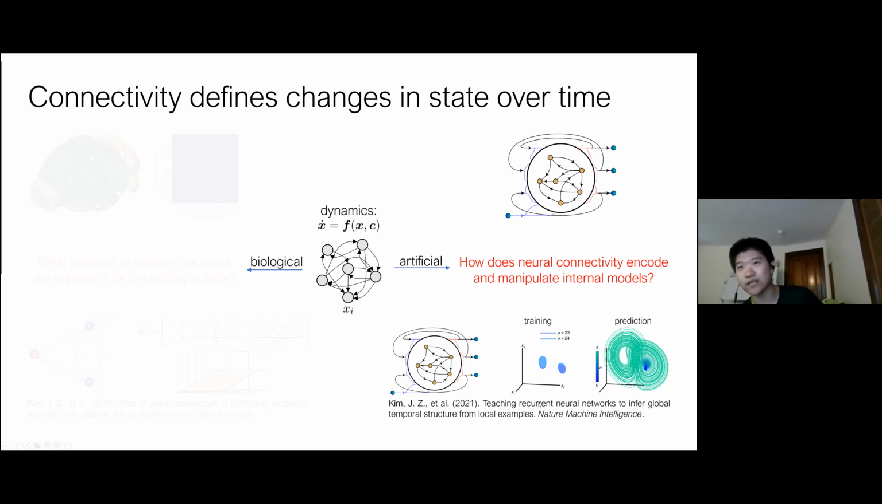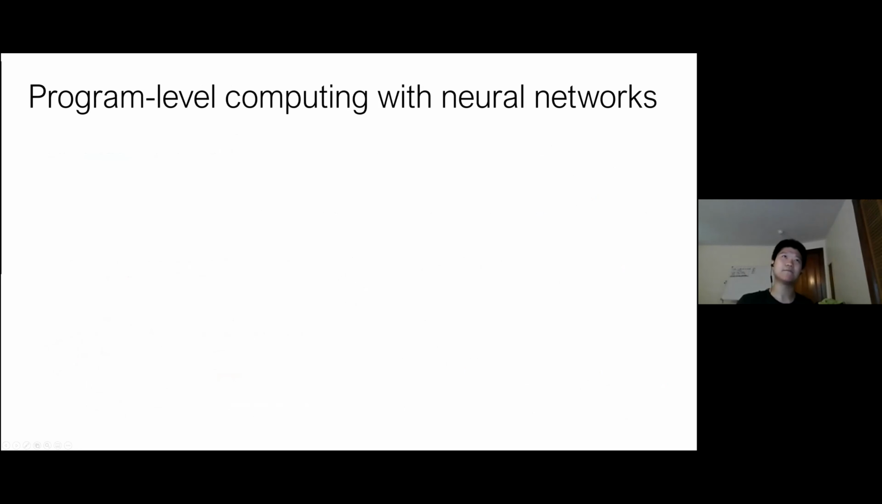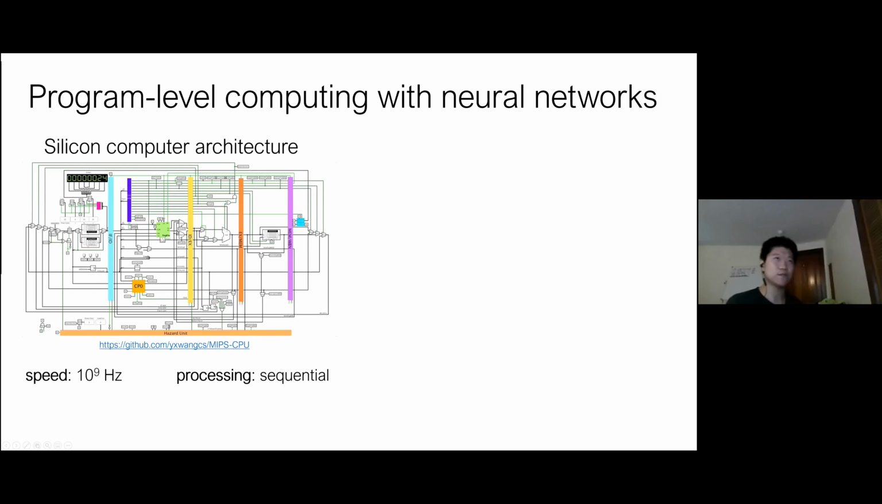But given this small training set, these neural networks can actually modify and manipulate their internal representations of the generative equations for the training set to produce a prediction that's crazy and has never been seen before by the neural network. So with that, I'll go into a bit of the motivation behind this particular project. And it's to get program level computing with neural networks, right?